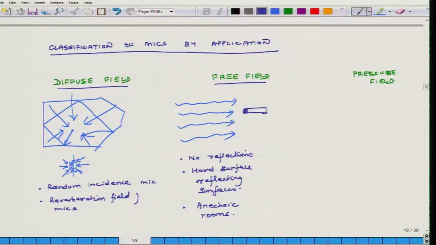The third category is pressure field microphones. Now, what is a pressure field? So, imagine a box, or let us say a tube, and this tube is being excited by some piston. So, sound is travelling here, right, and sound is also getting reflected here, but across this cross section the sound pressure level does not change.